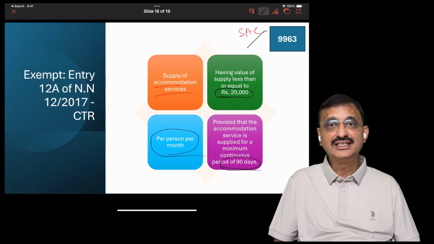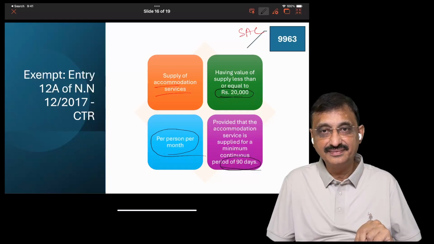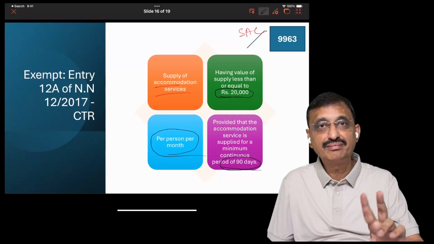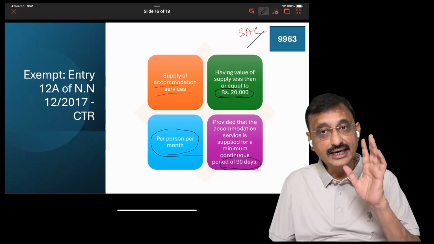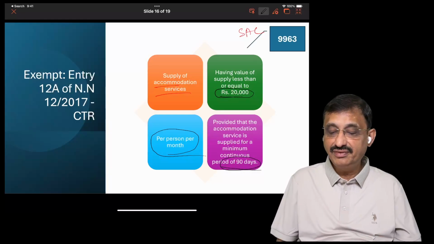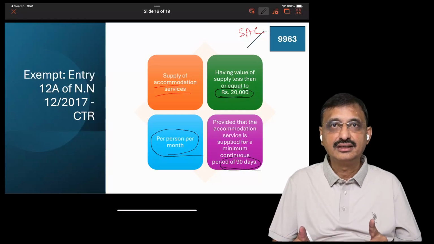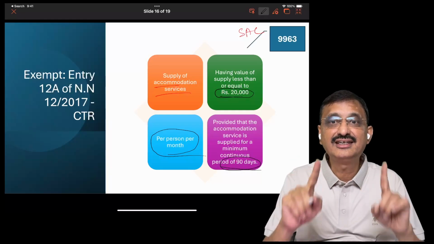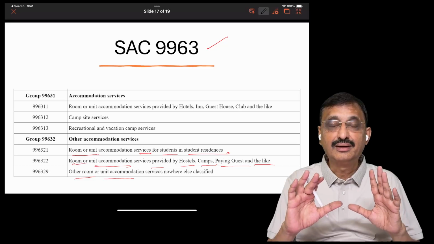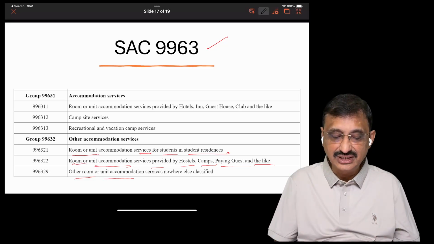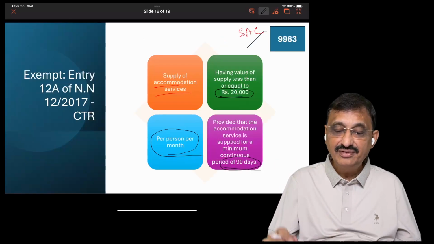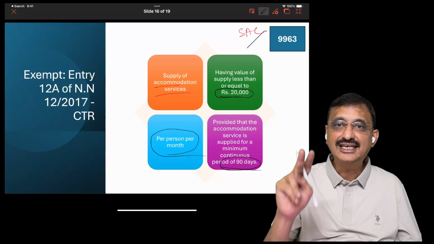So, what are the conditions here? Basically, two conditions are there. The value of the accommodation should be less than or equal to 20,000 per person per month, and the accommodation should be taken by them for a minimum period of 90 days. Then you will get an exemption for that rent. Okay. Now, what are all the persons who will get this exemption? This 9963 code people will get the exemption if these two basic conditions are satisfied.